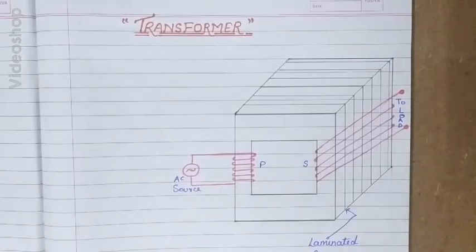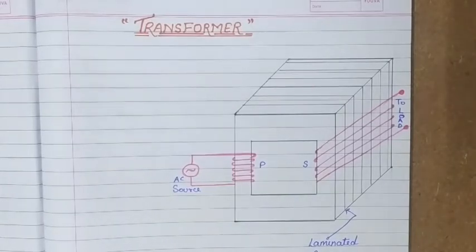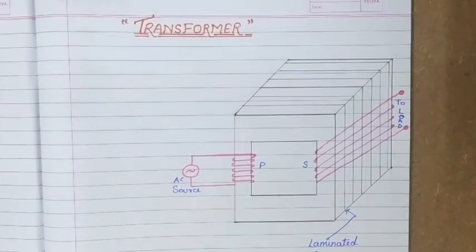Hello students. So today we have a very important and interesting topic, that is transformer, from chapter number 7, alternating current. So let's study about the transformer. First of all, what is transformer?